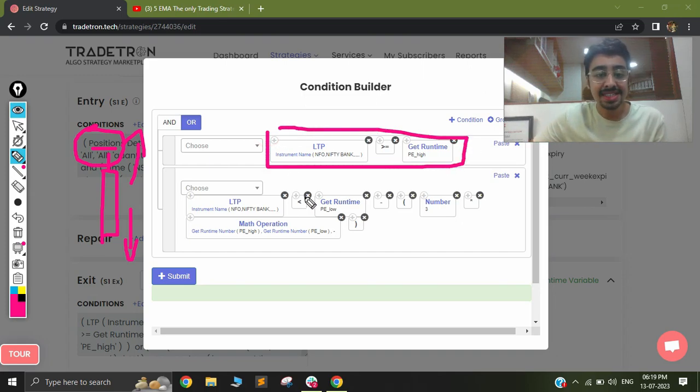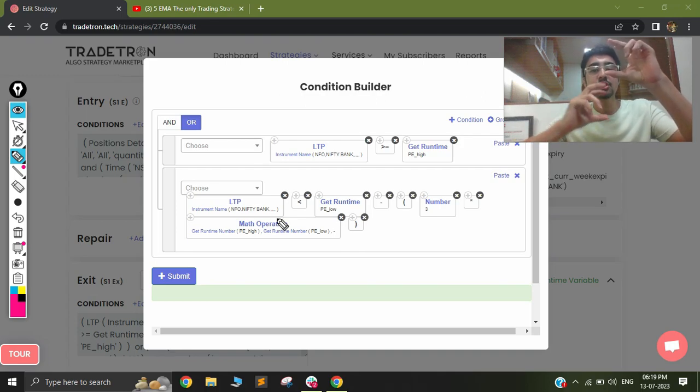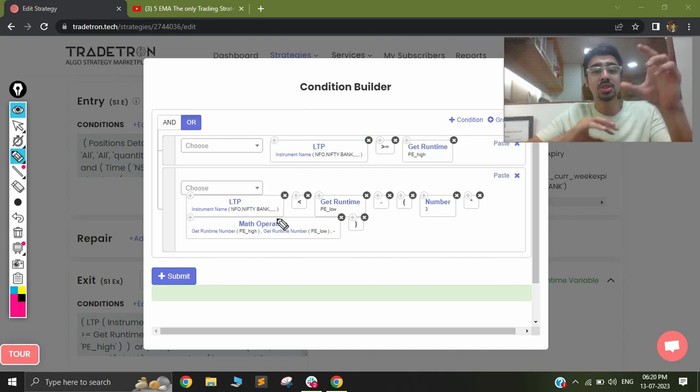Now the next condition is basically my RR. RR stands for the risk to reward that I am looking at. So let's say if I'm going to risk 10 points, I want a reward of at least 20 points to justify a 2:1 RR. So that is the RR logic that I'm trying to build.